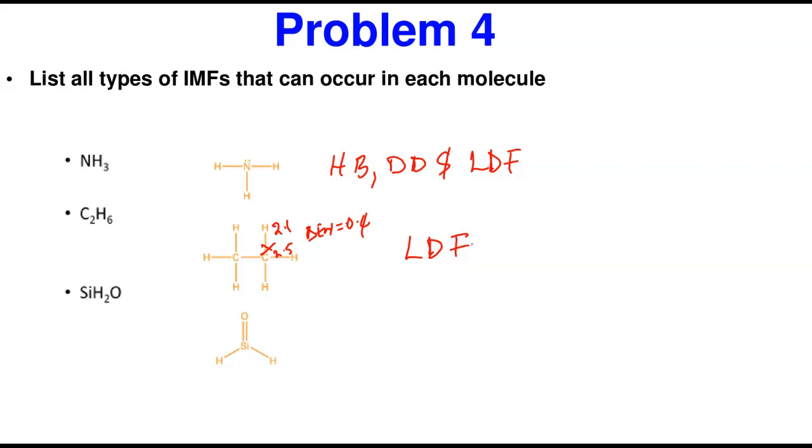And now going to the last one. The last one here, we're also going to apply the same idea. Now remember, every molecule must have the London dispersion force. So let's start from there. Having established that, now if you look at the difference in electronegativity between silicon and hydrogen, it is very close, just like what we have in carbon and hydrogen here. So this bond is actually non-polar.